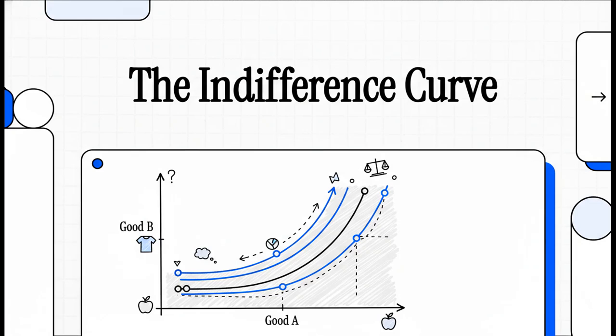Hey there and welcome. Every single day we're making choices, right? Big ones, small ones. But have you ever really stopped to think about what's going on in your brain when you make them? Well, today we're going to pull back the curtain on a really cool tool from economics that does just that. It's called the Indifference Curve. And trust me, it's a super powerful way to actually see how we decide between the things we want. So yeah, let's dive in.